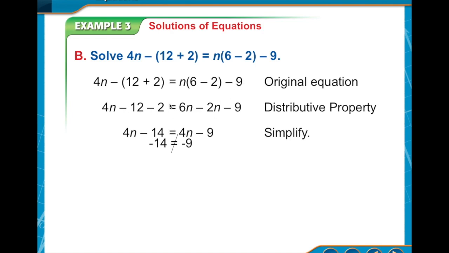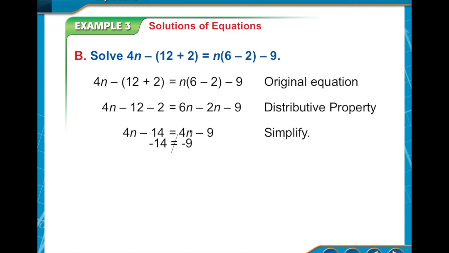Now what do we need to do? Well, we need to combine all these like terms. So I've got 6 n's minus 2 n's. That's just going to be 4 n's. 6 minus 2 is 4. On the left, negative 12 minus 2 becomes negative 14. So now we have 4n minus 14 equals 4n minus 9.